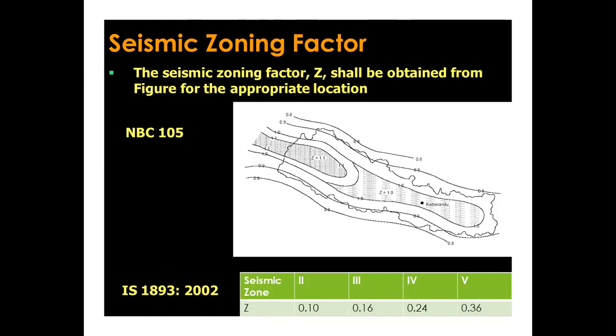the zone 2, then we take a seismic zone factor 0.10. For zone 3, the factor is taken as 0.60. For zone 4, the factor is 0.24, and for zone 5, the factor is taken as 0.36, right? So it's based on the zone given, 2, 3, 4, 5. There are values of this Z.